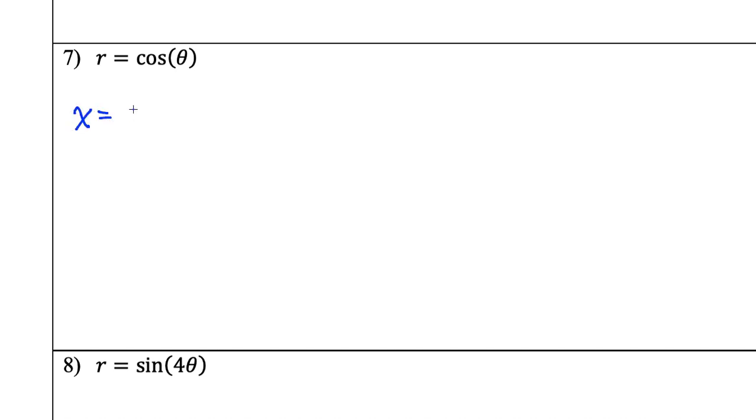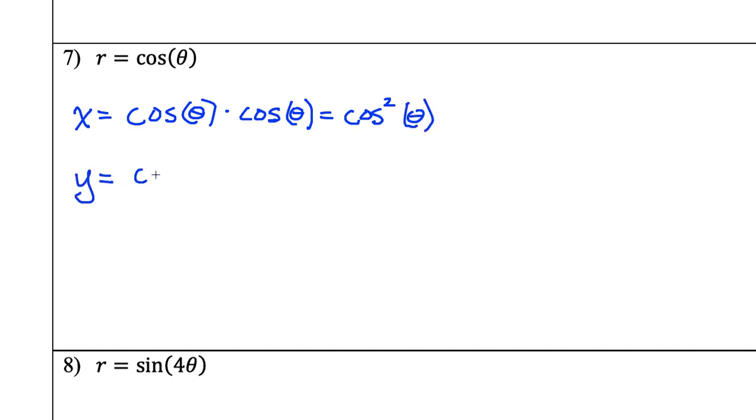X is equal to, ooh, this is going to be cool, so it's cosine theta, which is our r, times cosine of theta, which is our definition, which means this can be simplified to cosine squared of theta. And our y is equal to cosine of theta, which is what we are given from r, times sine of theta. Done.